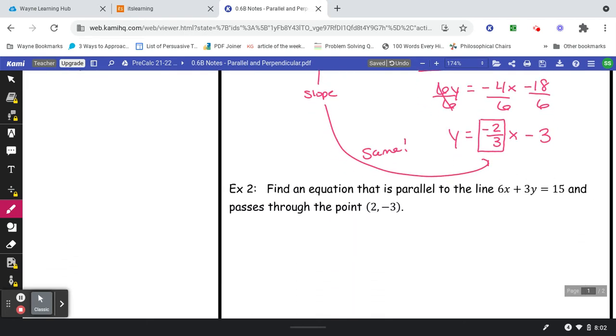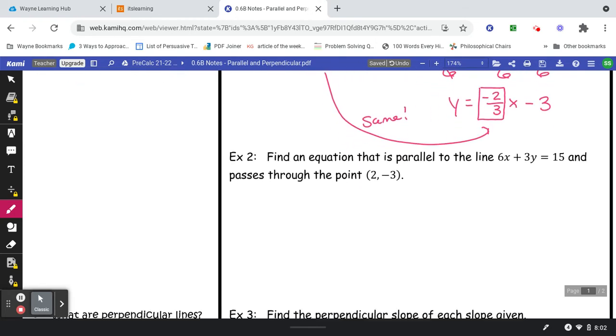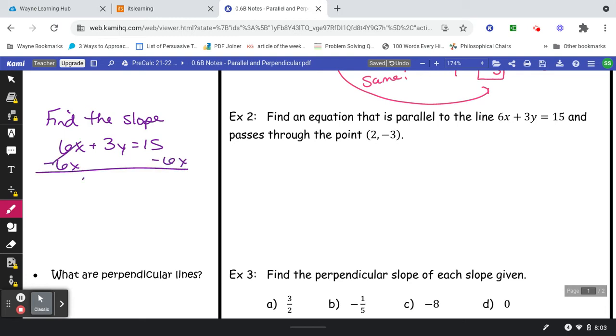For example number 2, find an equation that is parallel. So instead of them giving us the two equations, they're giving us one of the equations, and our job is to find the other one. So in order to do that, we have to first be focused on our slope. So for our first line, we're going to find the slope. 6x plus 3y equals 15. And we're going to do the same thing we just did for that L2 problem. Subtract 6x. Again, I always like to bring that x first and then the constant number at the end. Divide by 3.